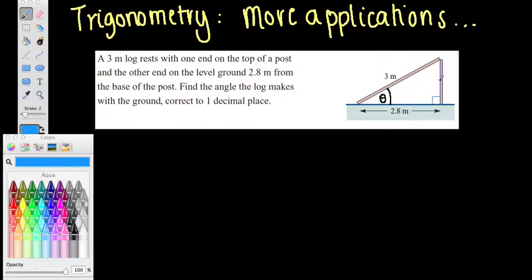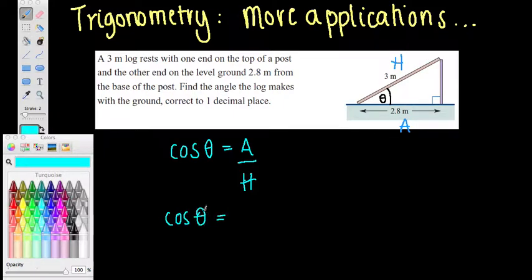I'm going to first label the triangle. This is my hypotenuse side, opposite the right angle. This is the adjacent side next to the reference angle and the right angle. I've got A and H. That's, of course, the cosine ratio. So cos theta equals A over H. I'm finding the angle, so when I substitute, that theta there stays. And I have 2.8 as my adjacent, and then I've got 3 as my hypotenuse.